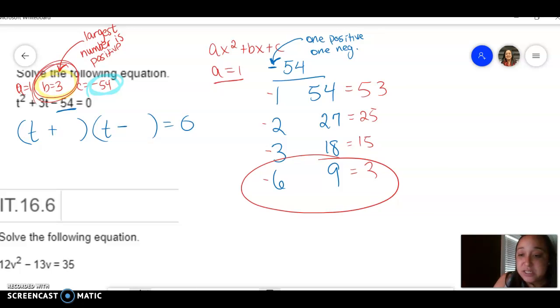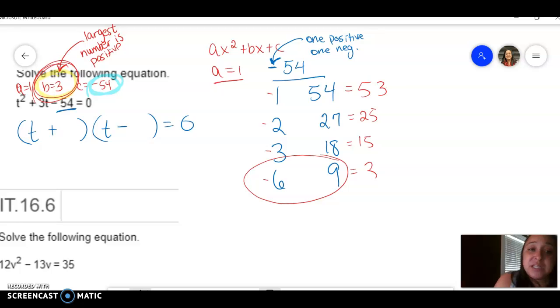Maybe I should not circle the 3. I don't want you to be confused. But the negative 6, so the 6 would go here, and the 9 would go there. So I've just factored it. I haven't actually solved it.